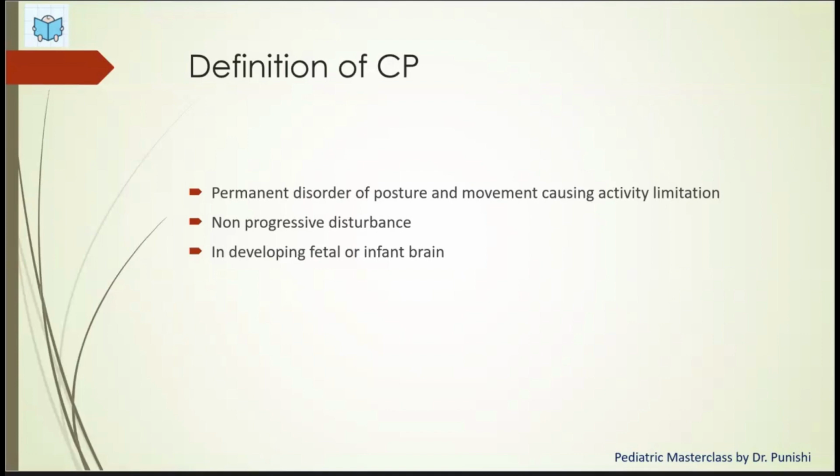This is very important to know, as the definition has been changed a little recently. Now they say that the insult has to be in the developing fetal or infant brain, so the insult has to happen before 1 year of age. This is the definition of cerebral palsy. Now, after having said this definition, what are the differential diagnoses, or what are diseases which can mimic cerebral palsy?